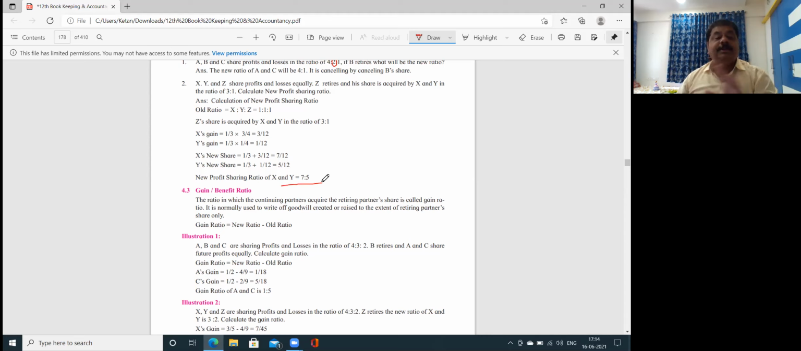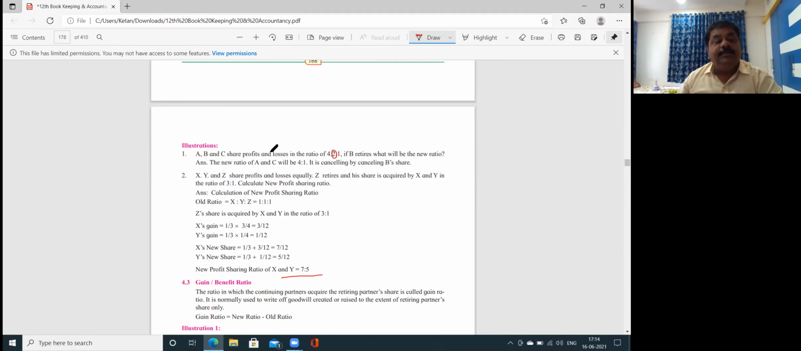Simple calculation. You can also do cross multiplication. Otherwise, you can calculate by LCM. So what is important here? If nothing is given, then the remaining ratio is the new ratio.